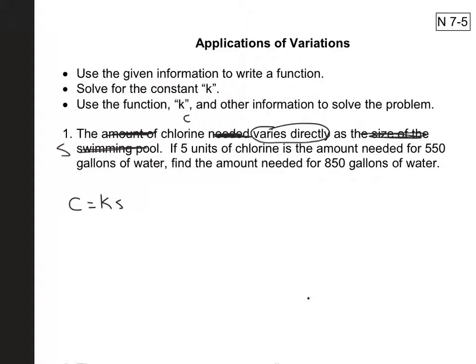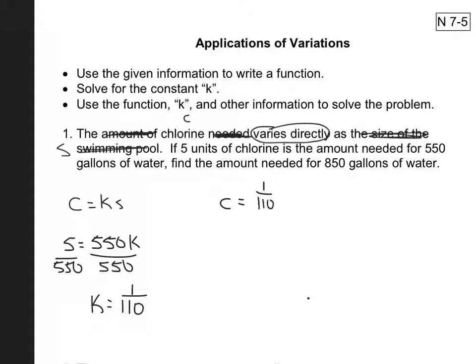Then it's going to give us some stuff to plug in. If 5 units of chlorine, so 5 equals the amount needed for 550 gallons of water, so I'm going to put 550K. Find the amount needed for 850 gallons. So we've got our equation here, just like yesterday, and some of these aren't going to work out too nicely, and you're going to get decimals today. But we'll divide by 550, and leaving this in a fraction is much easier. I'm going to have 1 over 110. So now I know my equation is C equals 1 over 110 S. If you put that in a decimal, it's not going to be pretty.